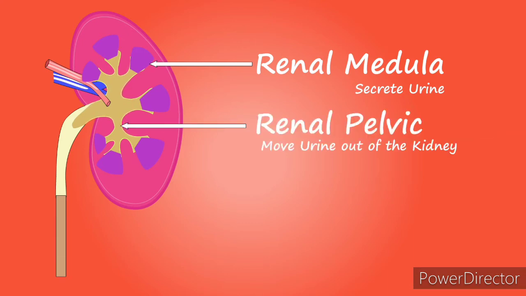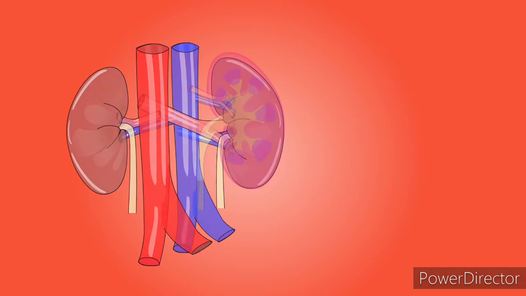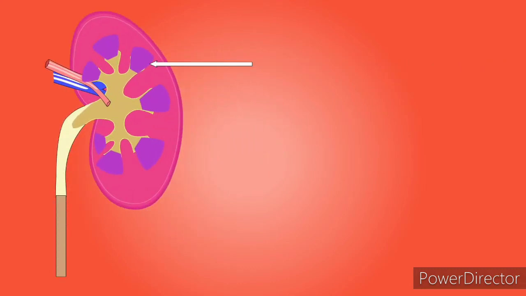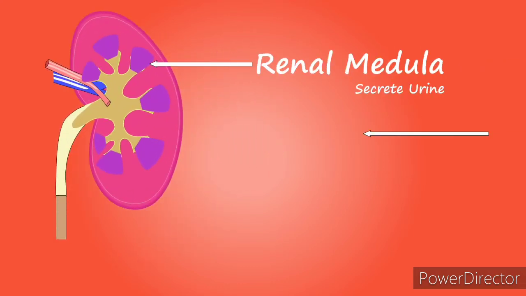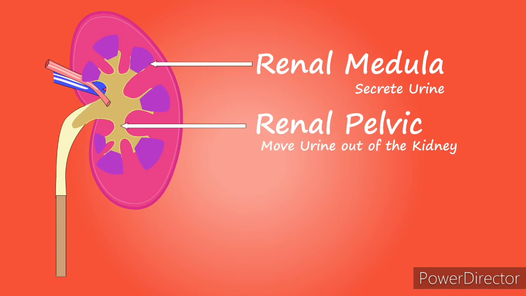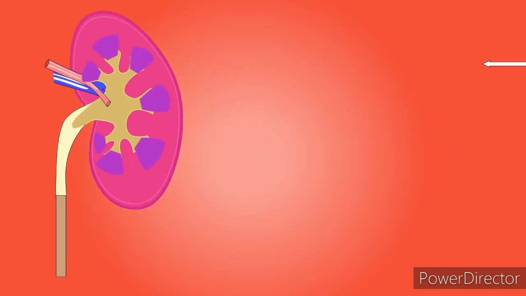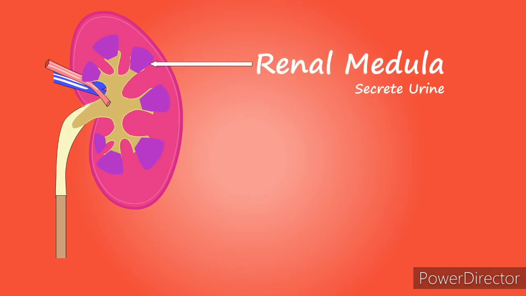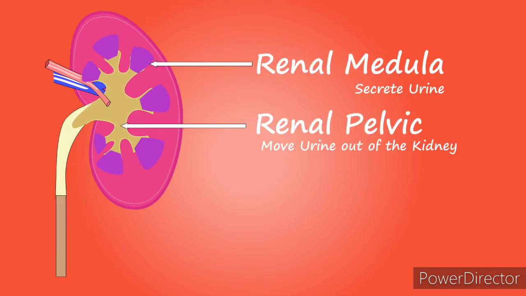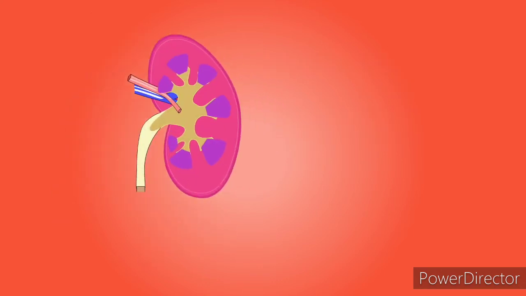So out of the 75 to 150 liters of glomerular filtrate being produced, only around 1 to 2 liters is being excreted as urine output.